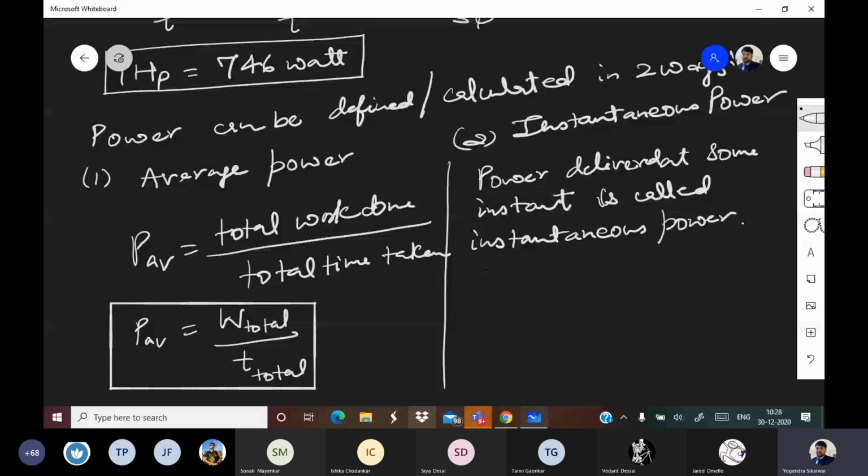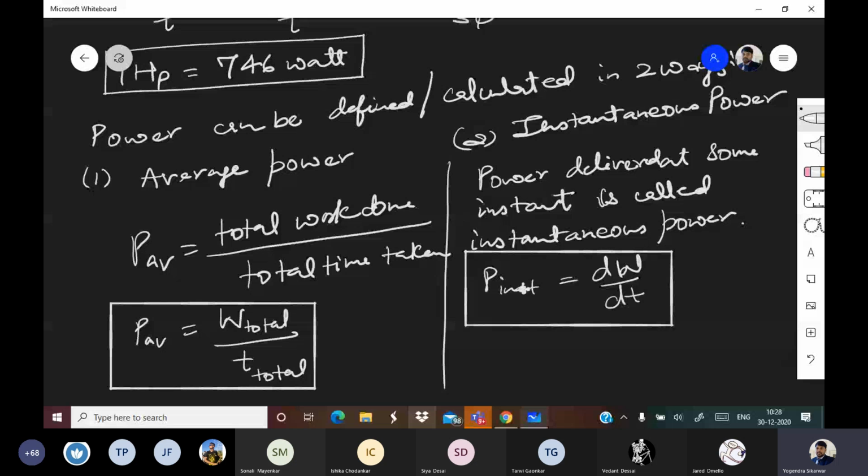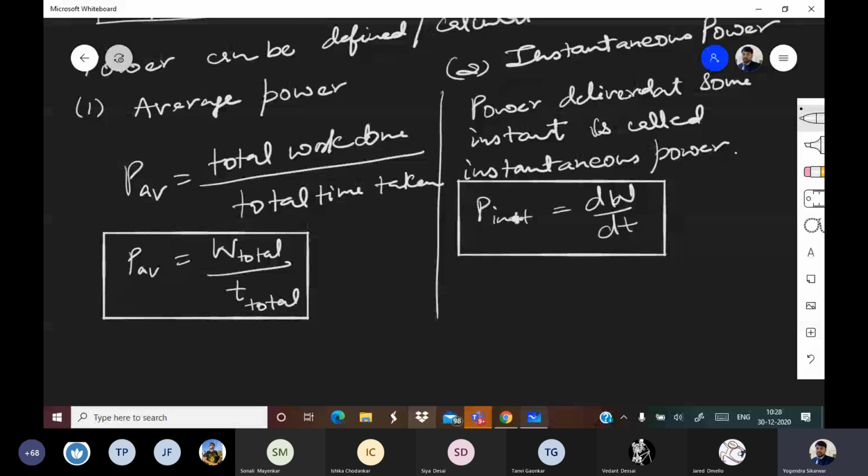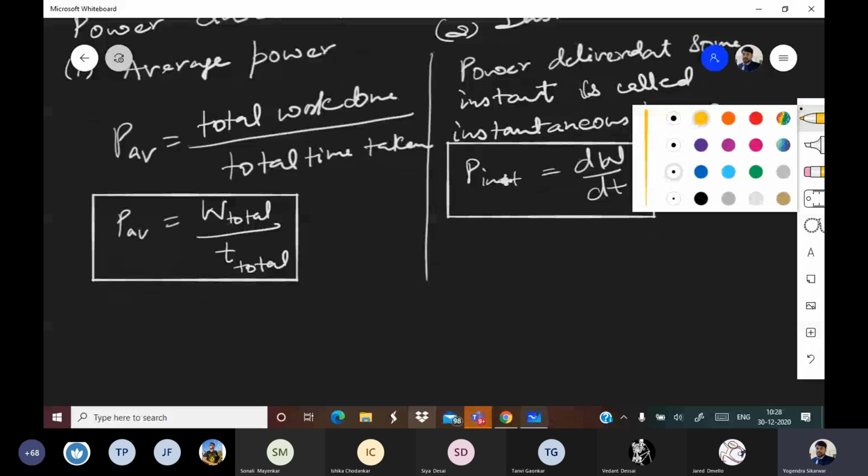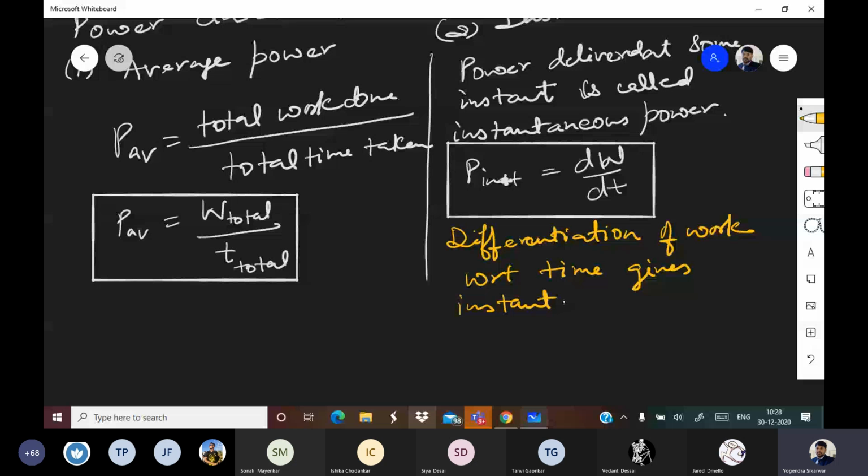So differentiation of work with respect to time gives instantaneous power. Okay, now let us move further.